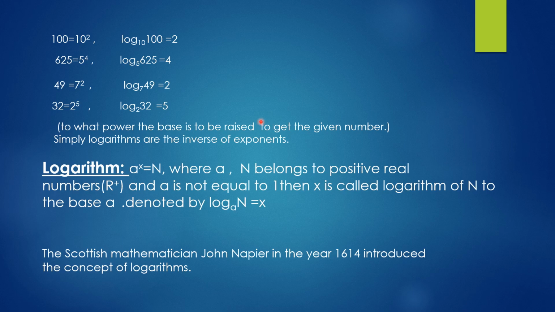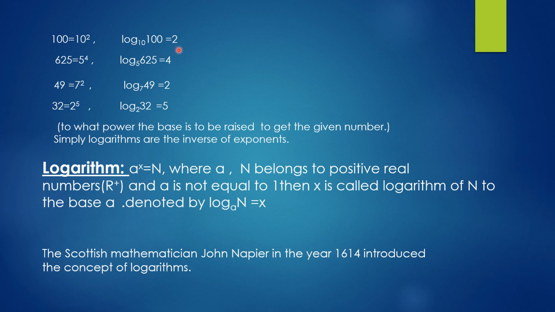Observe this: 100 is equal to how much? 10 square. 100 is equal to 10 square. Now, logarithm of 100 to the base 10 is equal to 2. When the base is raised to the power 2, you will get 100. So, logarithm of 100 to the base 10 is equal to 2.